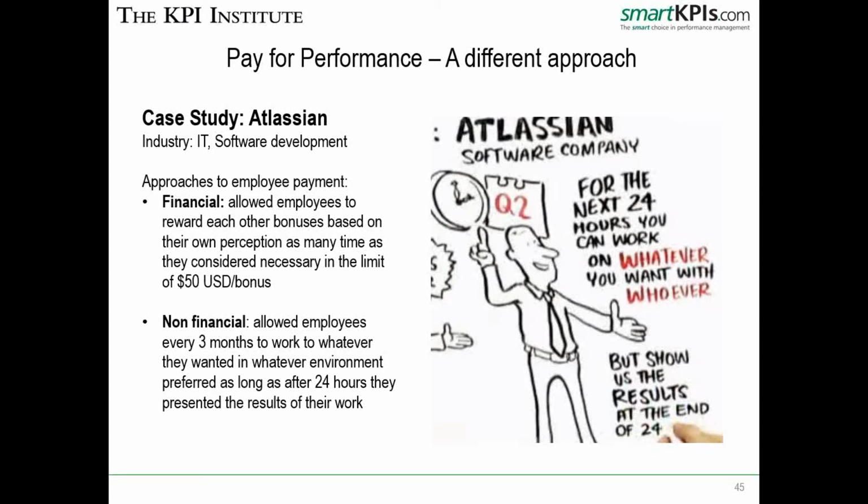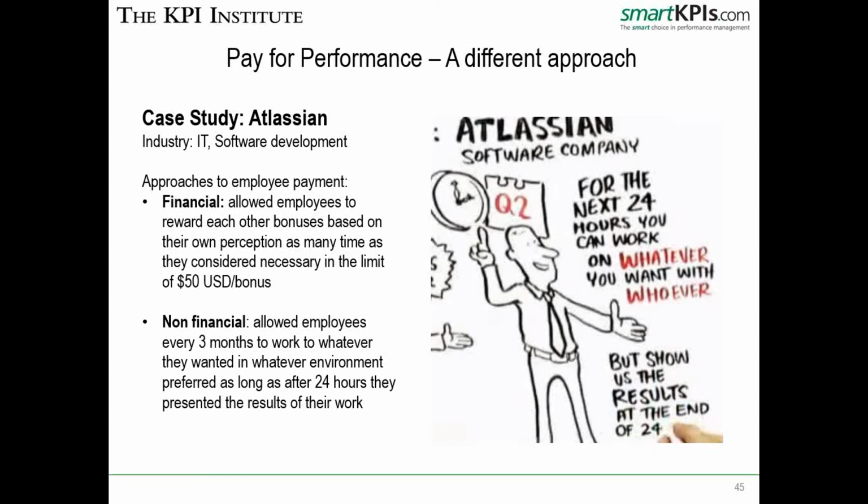without any restrictions. This approach indeed is maybe very innovative. It won't work for all companies, but in this case, with around 300 employees, the total bonuses that were allocated by employees were around $65,000. So employees were very careful in the way they rewarded their colleagues with these bonuses.